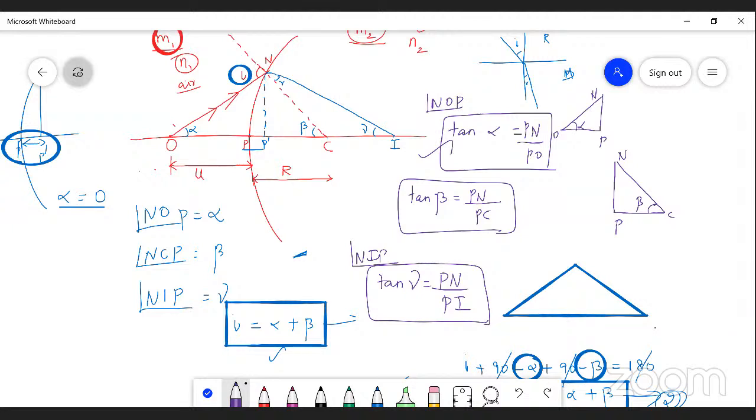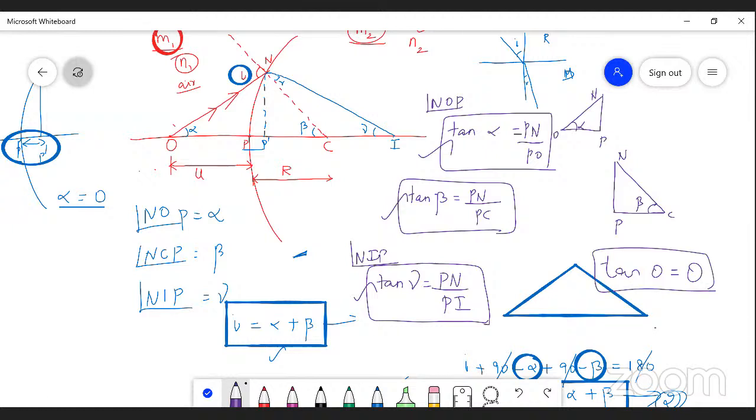See, the tan alpha, tan beta, and tan gamma values are very important, because I substitute them in equation number 4, N1 I equal to N2 R. Tan alpha is equal to PN divided by PO, tan beta is equal to PN divided by PC, tan gamma is equal to PN divided by PI. For a very small incident ray, when the alpha value is very small, tan theta is equal to theta.